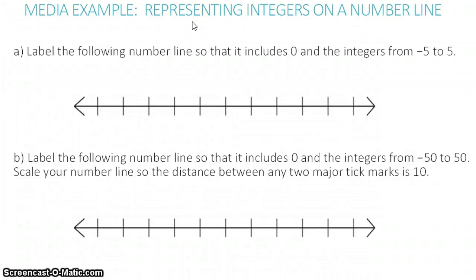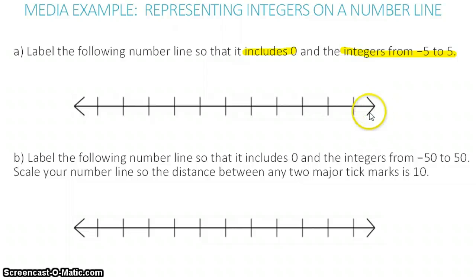In this example, we're going to represent integers on a number line. Label the following number line so that it includes 0 and the integers from -5 to 5. So let's highlight that we want it to include 0 and the integers from -5 to 5. Now this image below is of a number line.